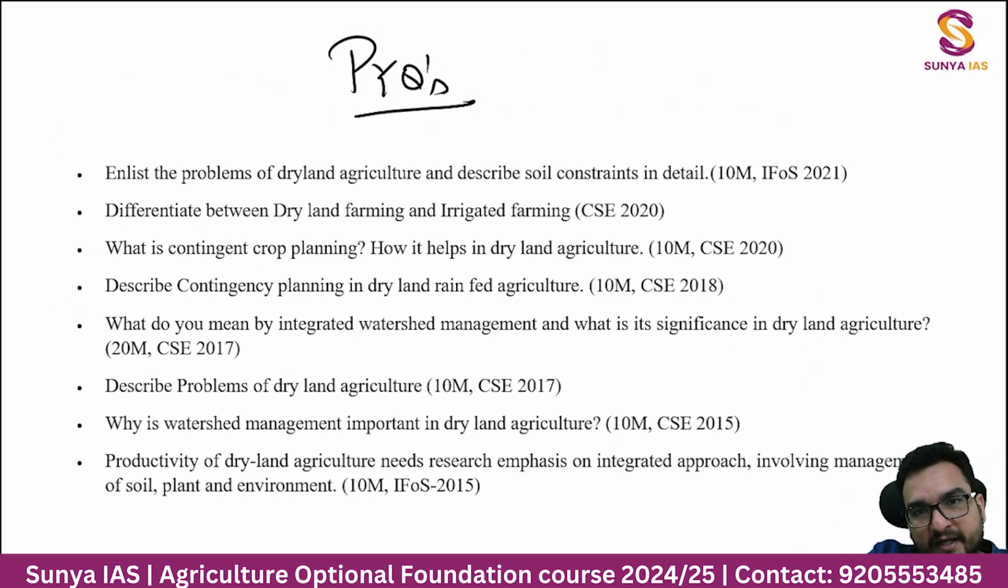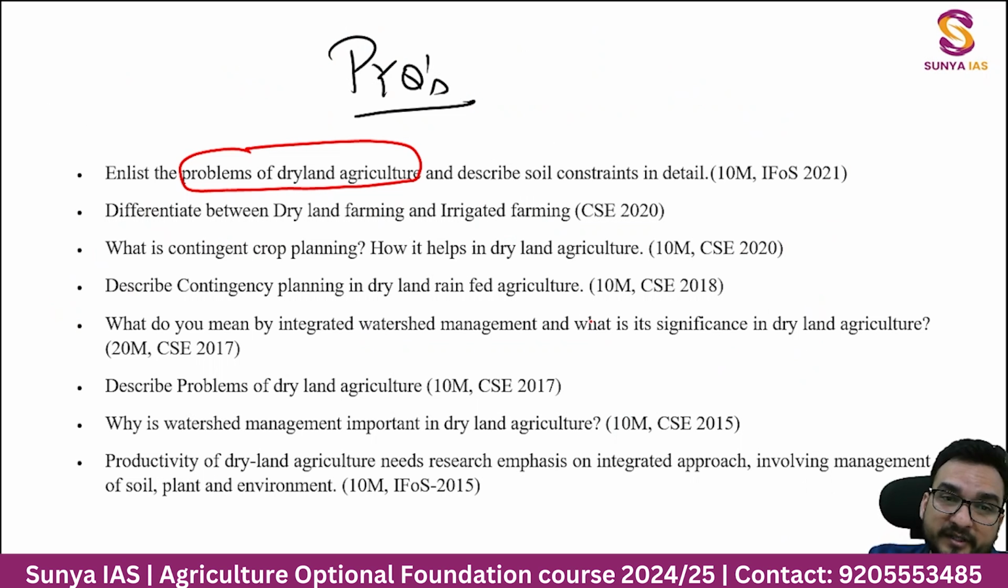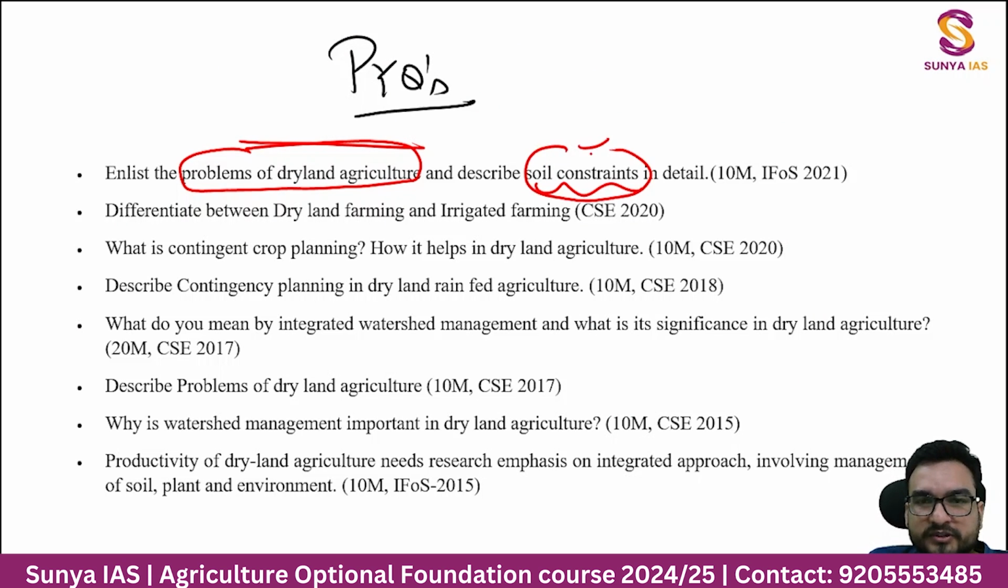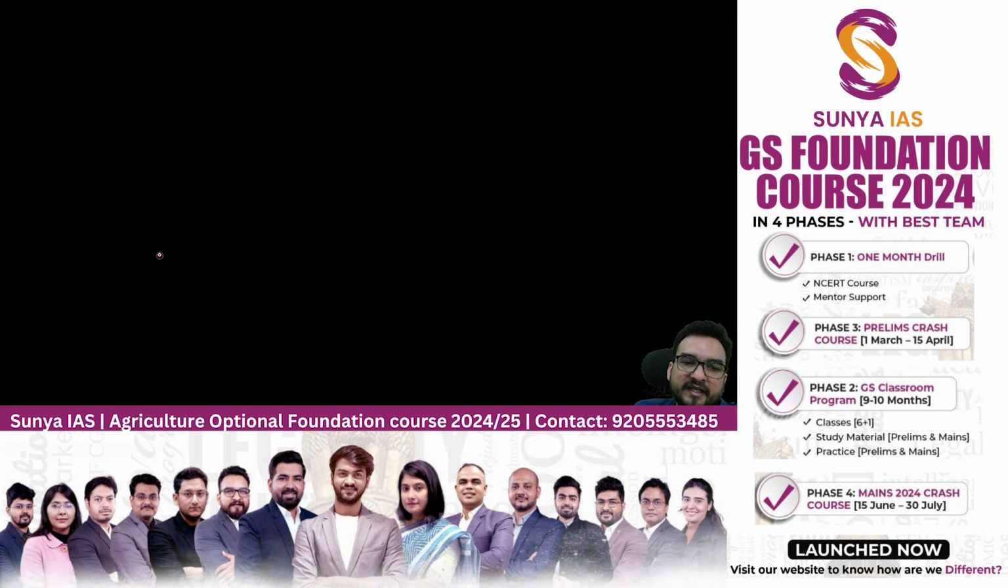Now, before going ahead, as usual, our approach is first to see what they are asking in the PYQs. In the PYQs, you will see that direct statements are being asked. They have asked dryland agriculture and its problems. Direct problems are being asked, and describe soil constraints, that means one of the constraints in detail. Differentiate between dryland farming and irrigated farming.